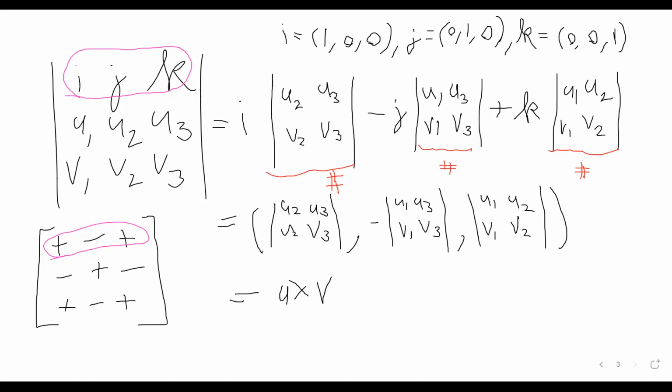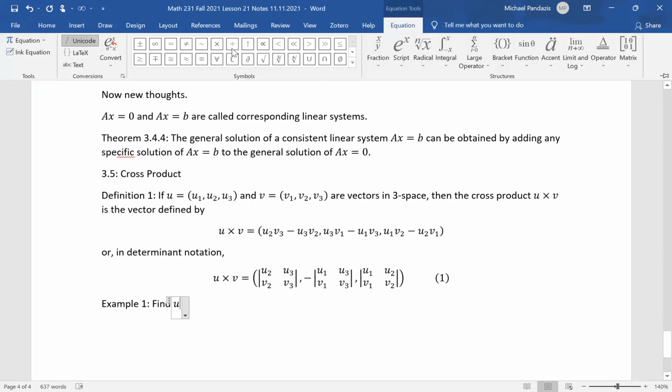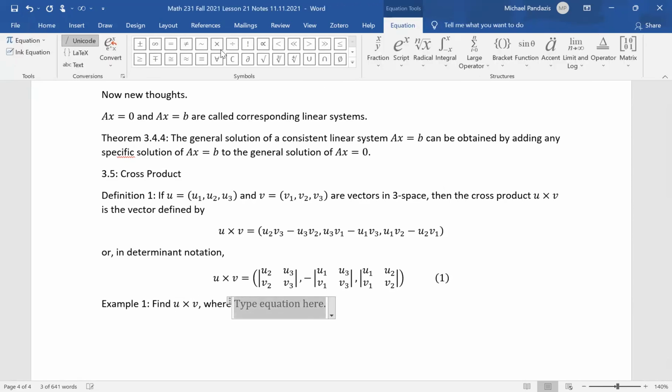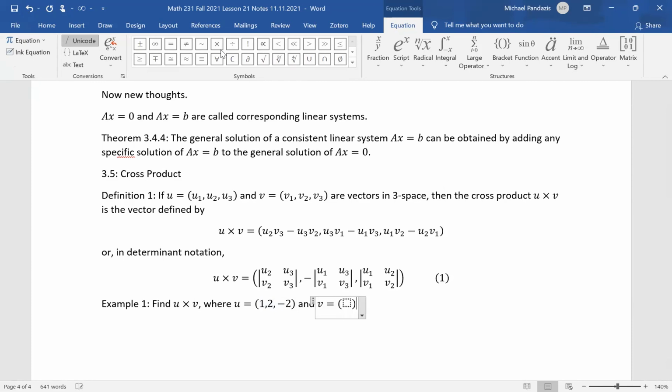Okay, so we just went through the definition of u cross v and showed that the determinant of that other matrix is the same as what I defined u cross v to be. It's an easy way to remember that expression by not calculating it, instead calculating the other thing. So in example 1, you want to find u cross v, where u is equal to the vector 1, 2, -2, and v is equal to the vector 3, 0, 1.